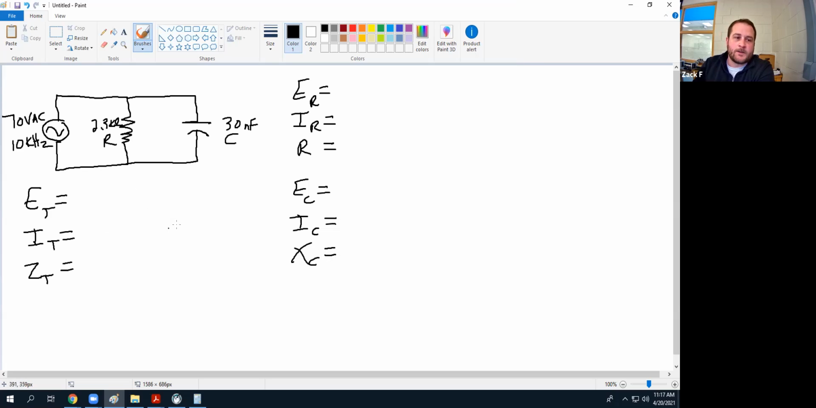Okay, what can we fill out first? Right away. Yep, 70 volts. Parallel circuit, so the voltage across each branch is going to be the same, correct? Anything else we can put down right away? Yep. 2,300 ohms.